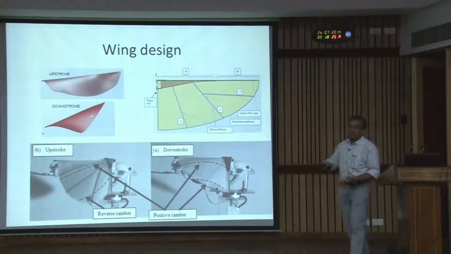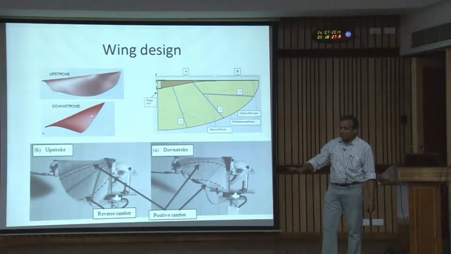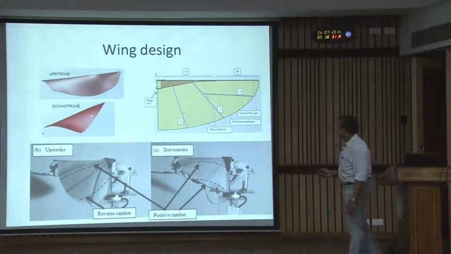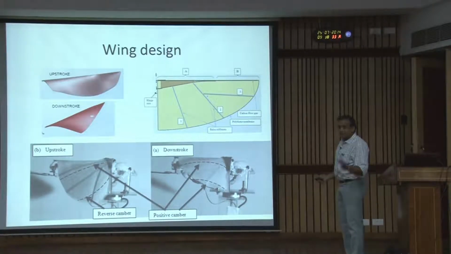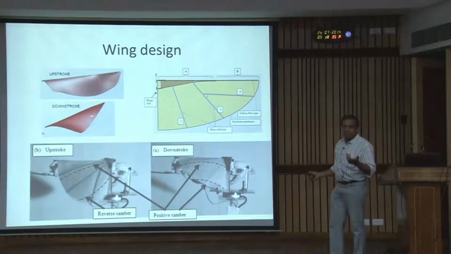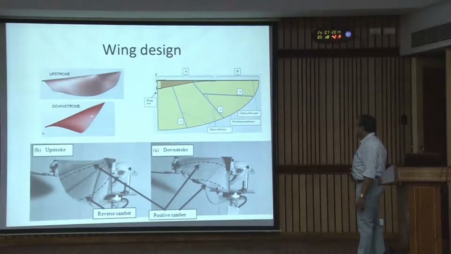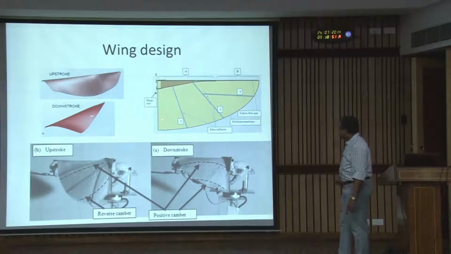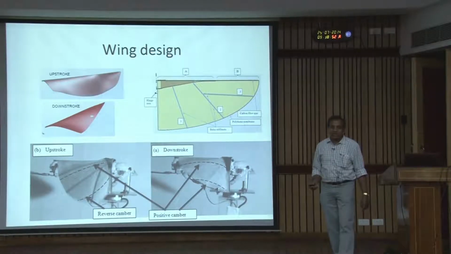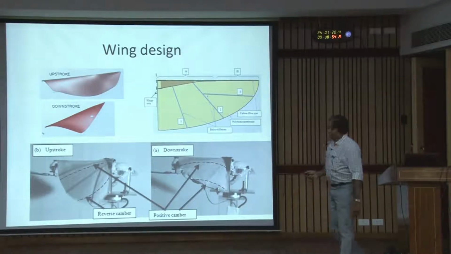Now, how do you get reverse camber in some part and forward camber in another part in the downstroke? Some flapping wing flying models are available in the market. They have a leading edge spar, and usually another spar connected from somewhere in the mid chord or third position, and they use flexibility only in this part. So they fly, but they do not fly very efficiently.